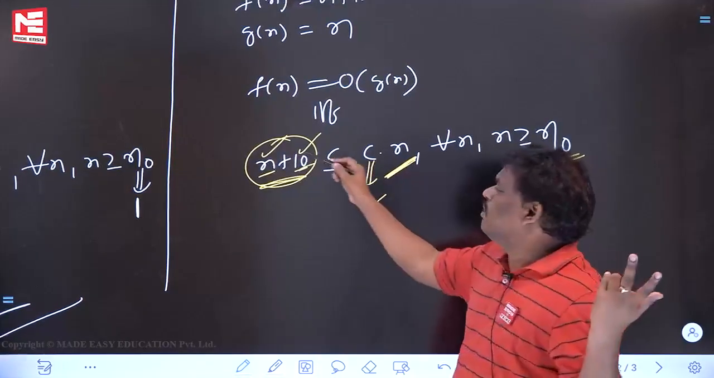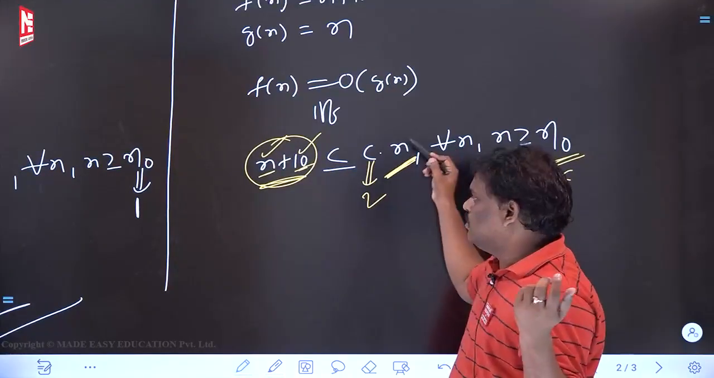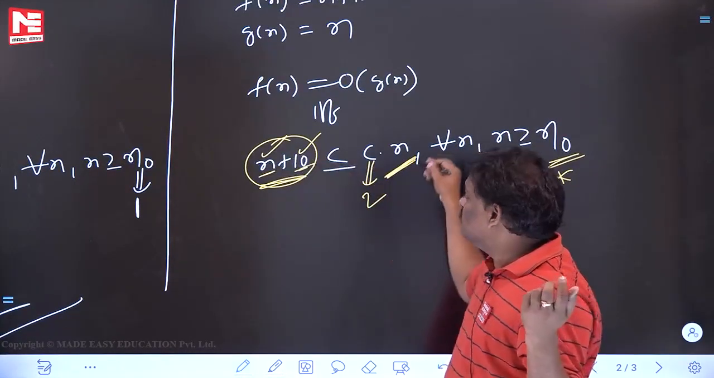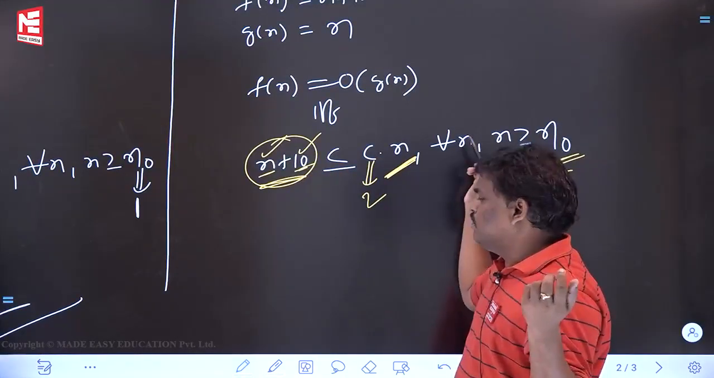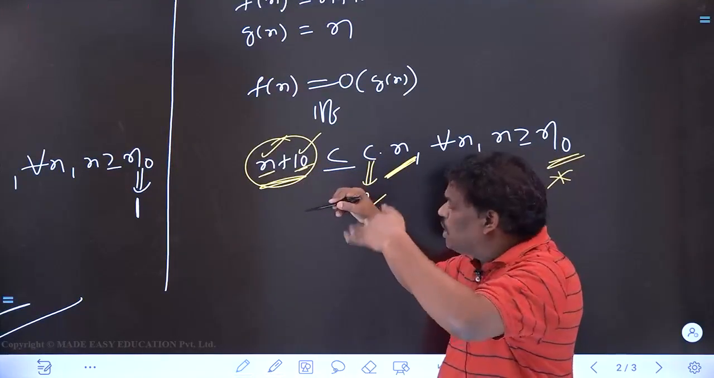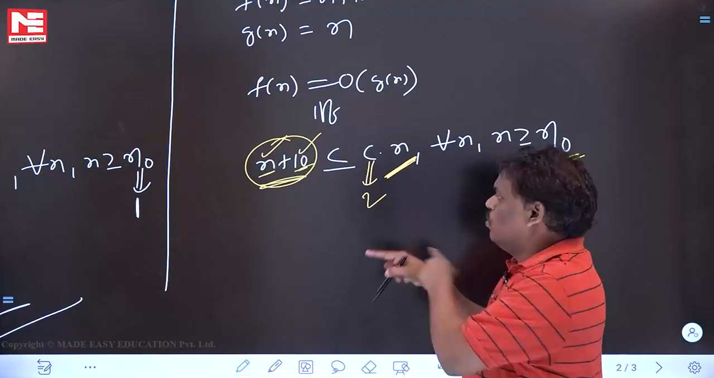Next one, what about 2? It will become 12, and this will become 4. What about 3? It is 13, and it will become 6. N value 4, it will become 14, and this becomes 8. N value 5, it is 15, and this becomes 10. Keep on increasing. N value 8, it will become 18, and this will become 16, almost close.